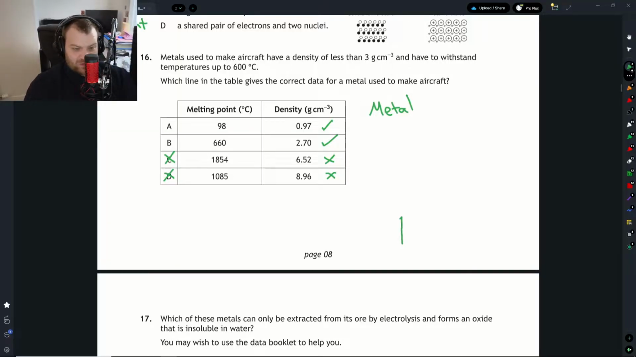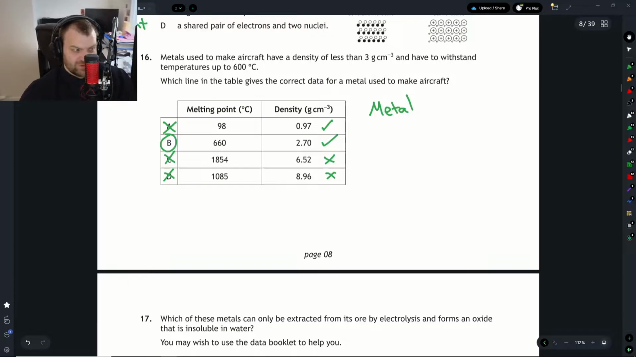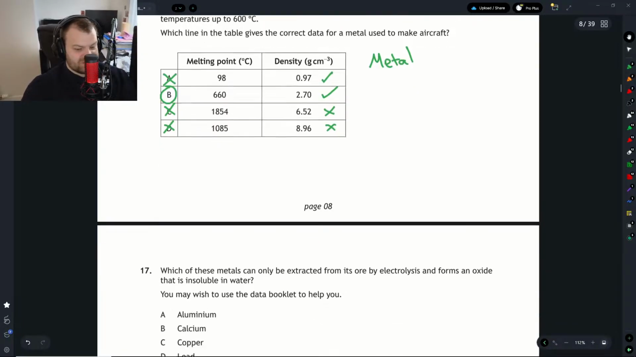This means that we want one that has the higher melting point, because we're wanting it to stay as a solid in this case. There may well be questions where we want it molten, so you'd be looking for a melting point lower than the temperature they give us. But unless you want a liquid aircraft, which this question definitely does not want, you're looking for the one that has the higher melting point and the density less than 3. Given as B. Next one.